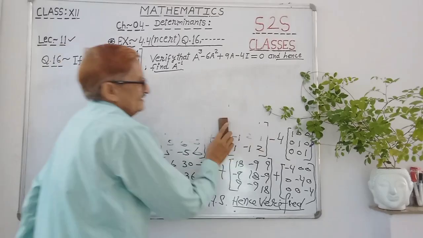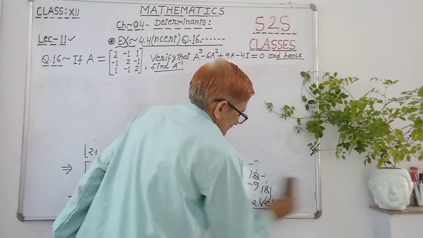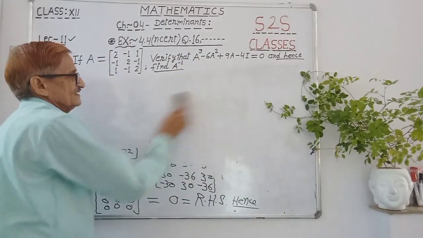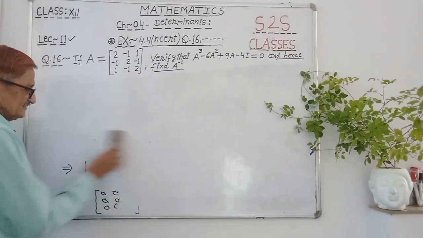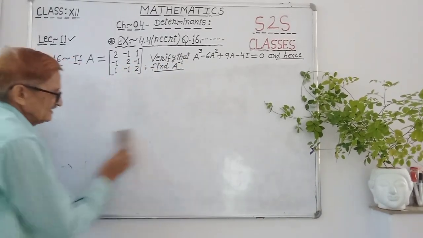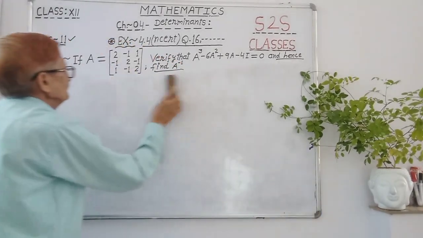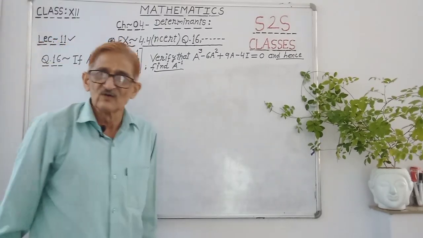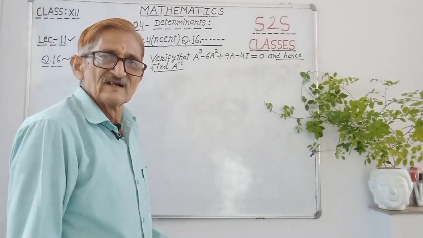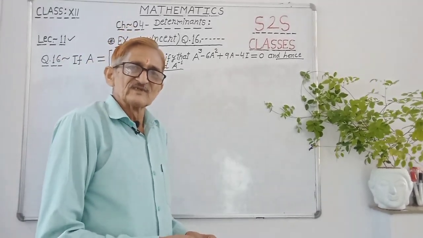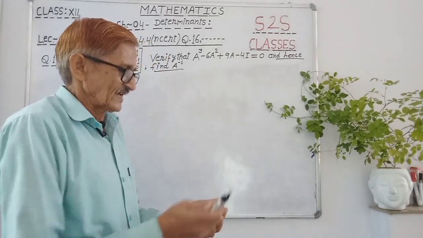From this matrix equation, because we have verified it is true, it is true. So for the true matrix equation, if you want to find A inverse, what is the process? Okay, this is an important thing. Without the adjoint and the determinant of A, without that formula, how can we find A inverse? So this is one technique.